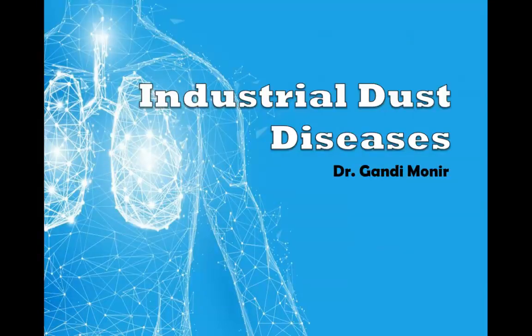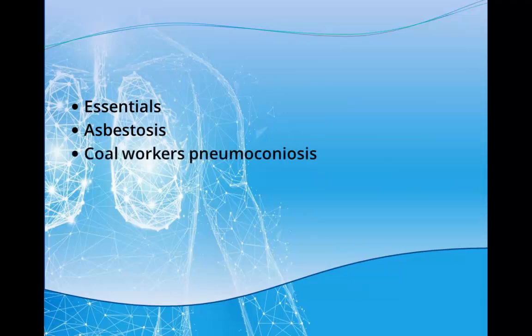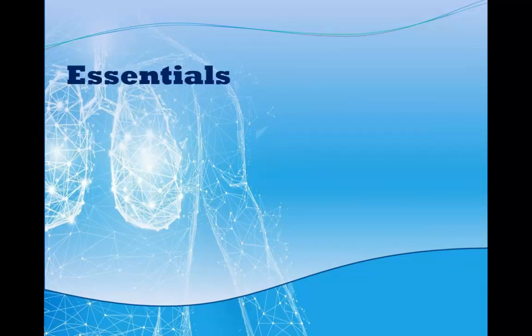Now, we have industrial dust diseases, which are the occupational causes of interstitial lung disease. Seeing as these diseases are due to occupational exposure, they're liable to some kind of compensation once diagnosed. I'll cover the essentials as well as the 3 most common types of industrial dust diseases: asbestosis, coal workers' pneumoconiosis, and silicosis. I'll talk a bit about mesothelioma, which isn't really an industrial dust disease, but it's closely affiliated with asbestosis. Industrial dust diseases sometimes go by another name, pneumoconiosis.